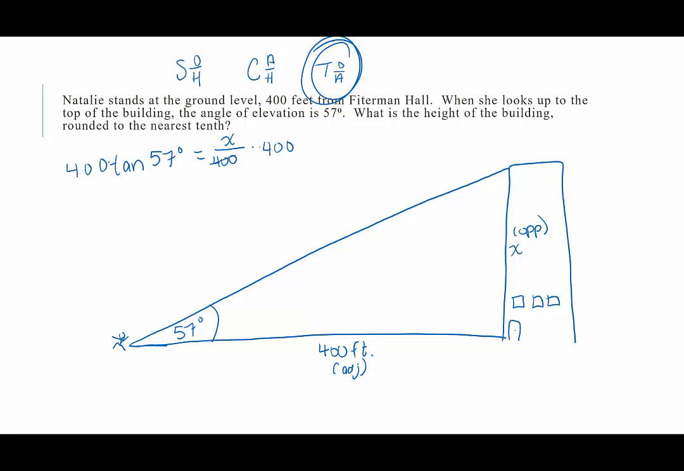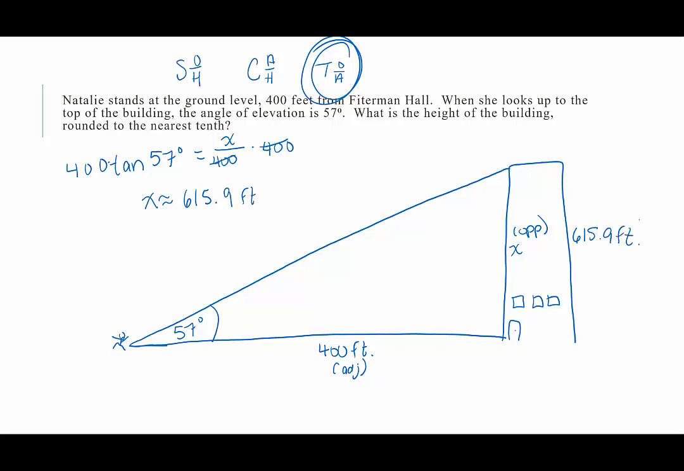And now we have our adorable expression to plug into the calculator. 400 times tangent of 57 degrees. And we get approximately 615 point, what are we rounding to? Nearest tenth. I get 9.4, so the 9 would stay a 9. And we get 615.9 feet. So the height of the building is about 615.9 feet.